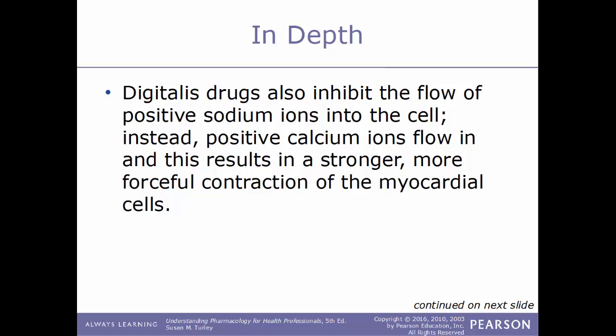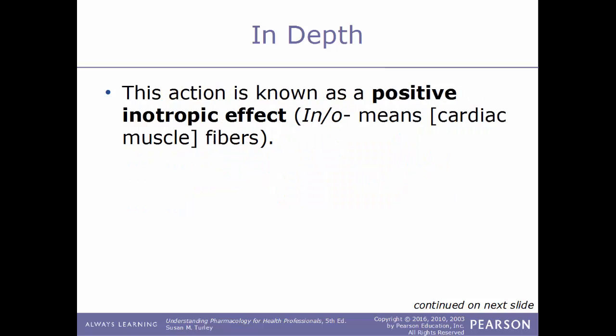Now, digitalis drugs also inhibit the flow of positive sodium ions into the cell. Instead, positive calcium ions flow into the cell, and this results in a stronger, more forceful contraction of the myocardial cells. So this is known as a positive inotropic effect.